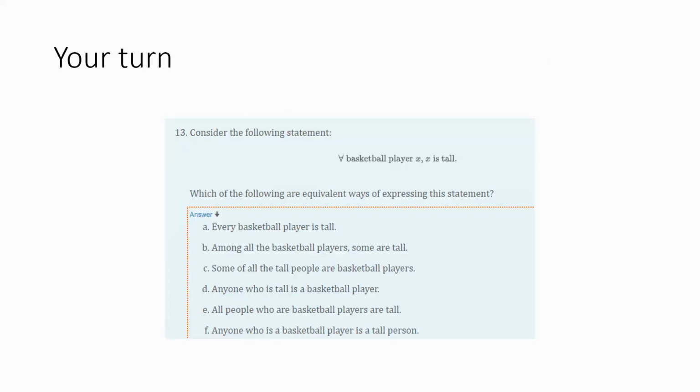Okay, now it's your turn. Consider the following statement. For all basketball players x, x is tall. Which of the following are equivalent ways of expressing this statement? Pause the video now and go through each of those statements. Is it equivalent to the statement above, for all basketball players x, x is tall? Pause the video and go through it.